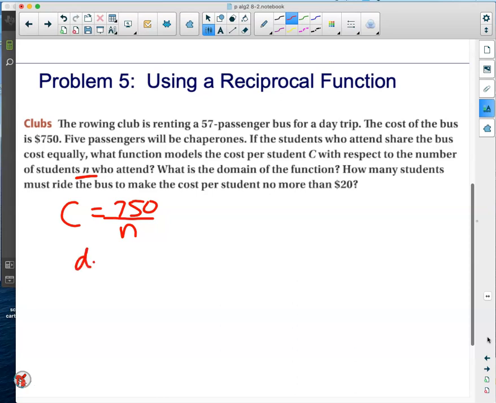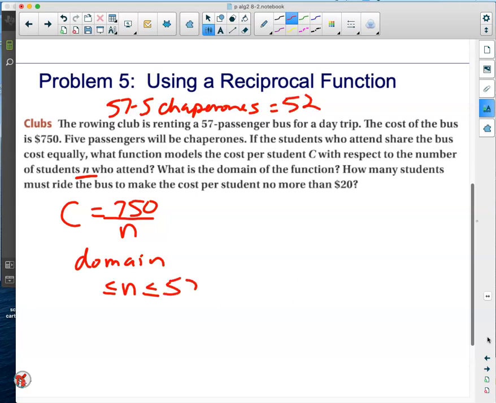And that should have us thinking about the domain, what values we can put in for N. You look up and you say 57. Oh, but remember, chaperones are free. So it's not 57, because we've got 5 passengers that have to be chaperones. So 57 minus 5 chaperones is going to be 52 people that could pay. And pretty obviously, you wouldn't want to even do this if nobody says they want to go. So we're going to need at least one person to say, yep, I'll go on this bus trip. So there's our domain.